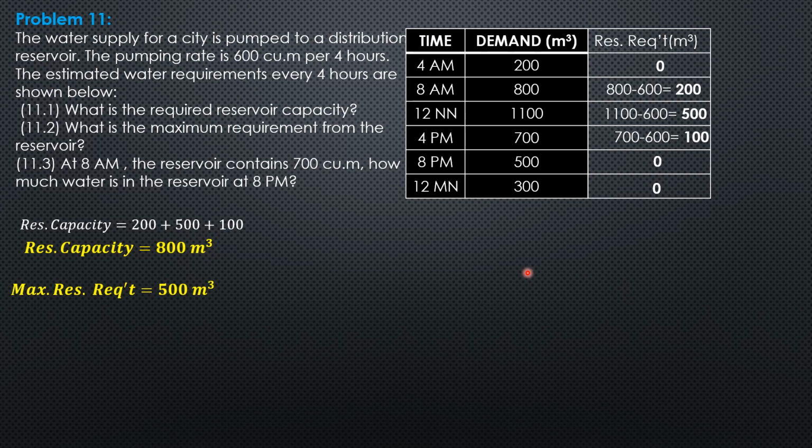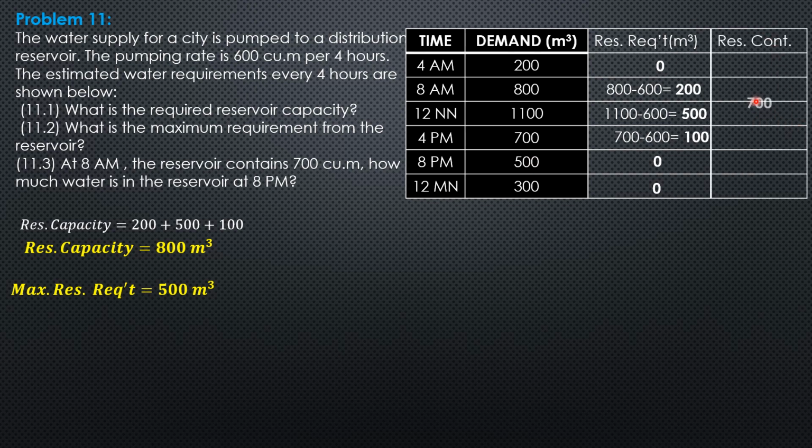Then to answer this last question, the reservoir contains 700 cubic meters. So let's have another table. At 8 a.m., the reservoir content is 700. Between 8 to 12 noon, since there's a reservoir requirement of 500, this 500 must be taken from the reservoir. So 700 minus 500 equals 200 cubic meters left at 12 noon. Then 12 noon to 4 p.m., another reservoir requirement of 100. So 200 minus 100 will be equal to 100 cubic meters.